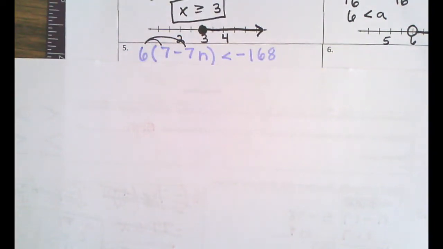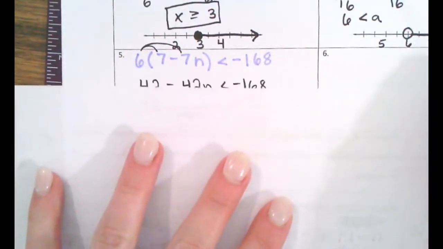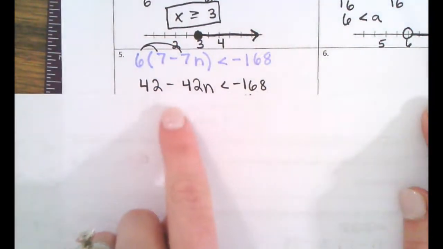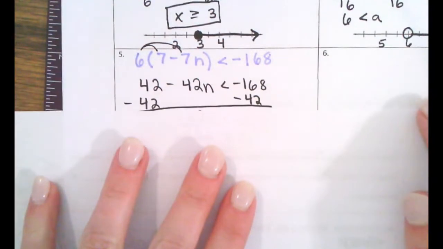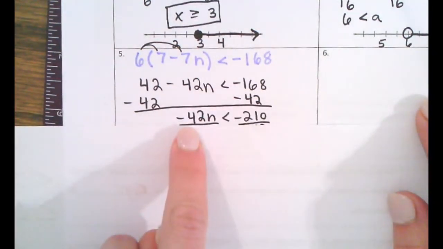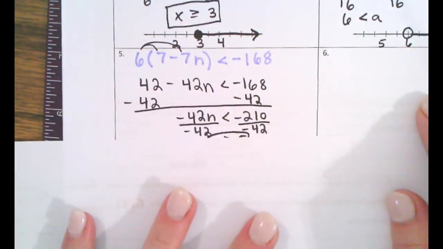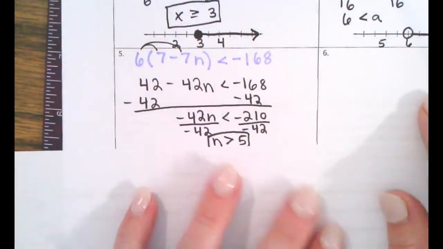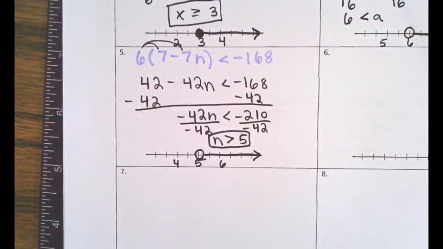Okay, the first thing I did was distribute that 6 to the quantity of 7 minus 7n, which gave me 42 minus 42n, which was less than -168. Then I noticed here I had multiplication and I had a subtraction here, but 42 is positive, so I subtracted 42 on both sides and simplified. Then I divided by -42. Don't forget that negative sign does come down with it. And since I divided by a negative, this became n, flipping the sign to greater than, and this gave me a positive 5. So my solution is where n is greater than 5.